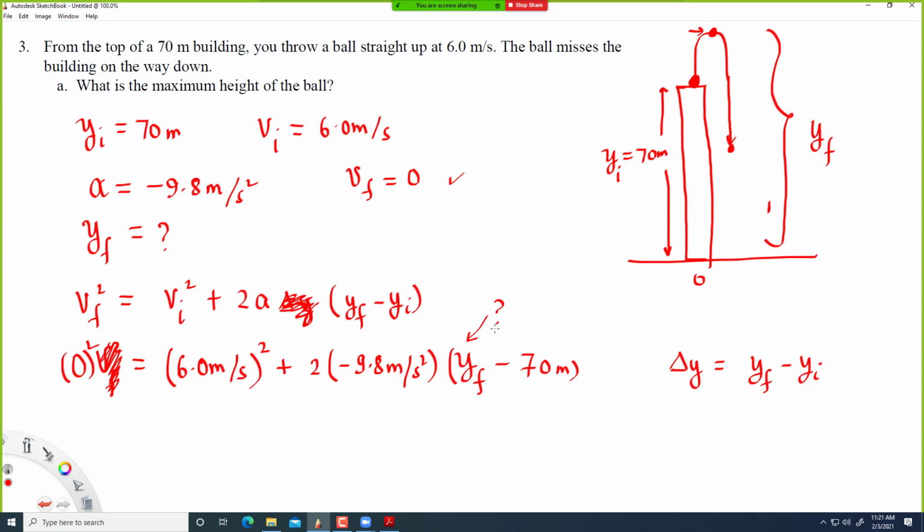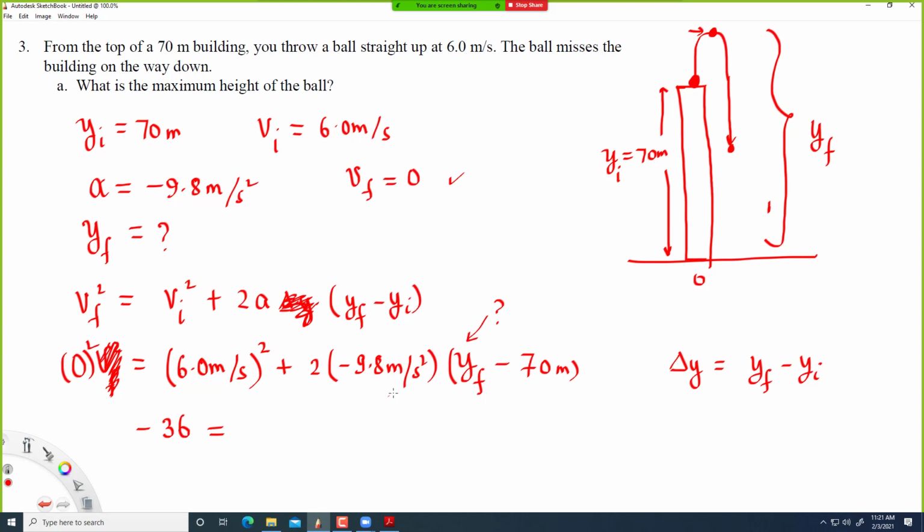So let's do that. Tell me, how would you find yf? What step would you take to solve this? You can take this to the other side. So 6 squared is 36. Take it to the other side, it becomes negative 36.